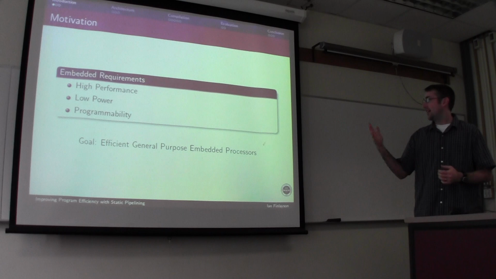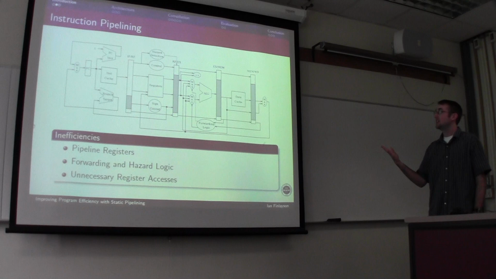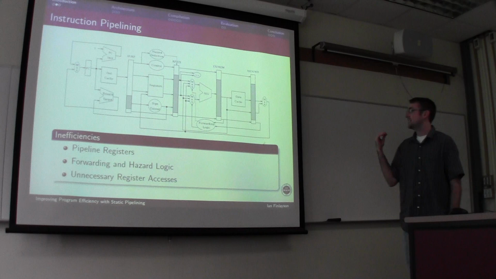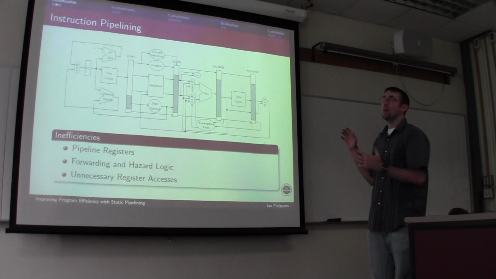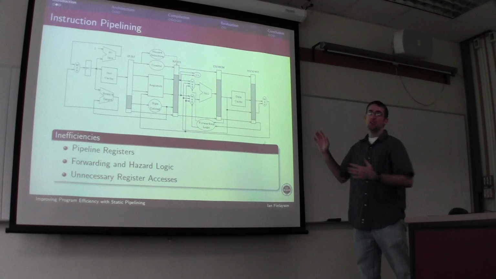So that's our goal. One very common technique to increase performance of processors is instruction pipelining. The basic idea behind pipelining is that you split the execution of instructions into different stages so that your processor's clock rate can run at the speed it takes to do only one stage of execution rather than to do the whole thing from start to finish.